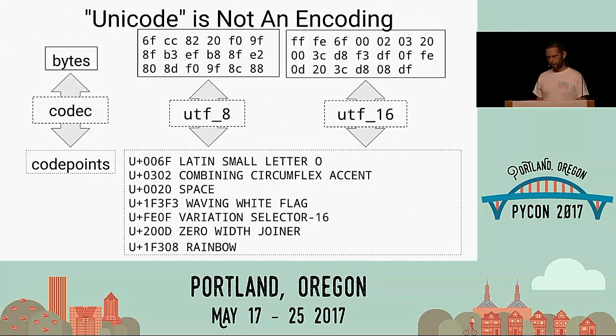So how do we get to these code points? Well, like anything, we start with bytes. And encoding, the way Unicode defines it, is a way to go from bytes to a sequence of code points and then back to bytes. On the left here, you see there's UTF-8. And there's also UTF-16. The bytes are completely different. They represent the exact same sequence of code points.